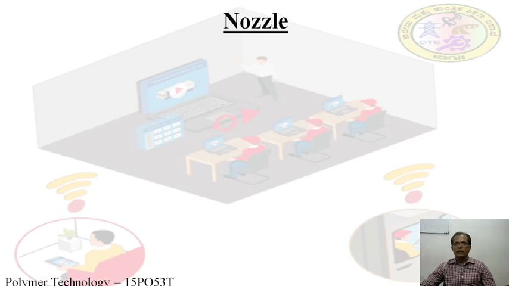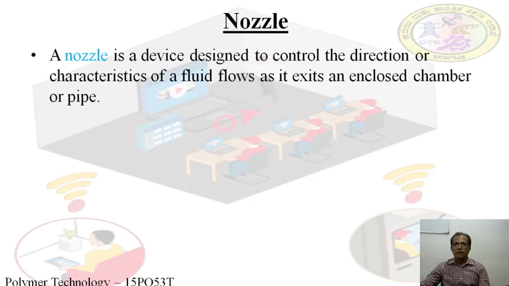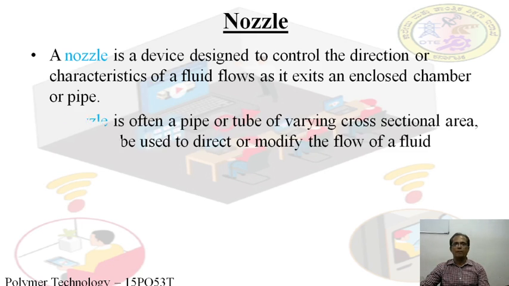Next, let me discuss about the nozzle arrangement. Nozzle is a device designed to control the direction or characteristic of a fluid flow as it exits an enclosed chamber or pipe. It is often a pipe or tube of varying cross-sectional area and can be used to direct or modify the flow of fluid.